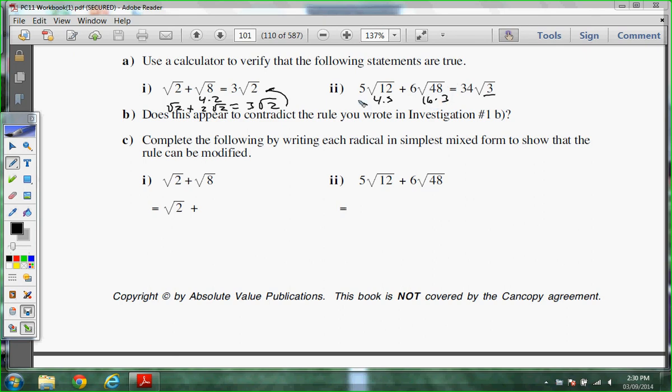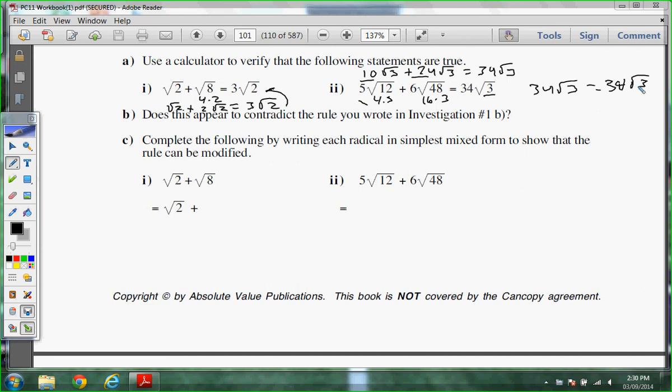So 4 comes out as a 2. That leaves me with a 10 there. So this turns into 10 root 3. This comes out as a 4. That gives me 24 root 3 equals 34 root 3. Well, we just kind of proved that. 10 plus 24 is 34. So just to top it off, 34 root 3 equals 34 root 3. Ends up being the same.